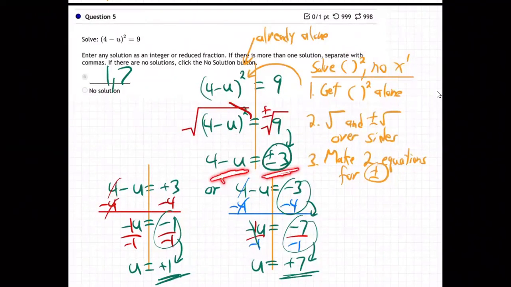And then with the plus or minus 3, you have more work to do. U is not alone yet. You go ahead and make it two equations. Make it into two separate equations, one with the +3, one with the -3, right? For the plus and the minus. Then you just solve them both. Those are your two answers.